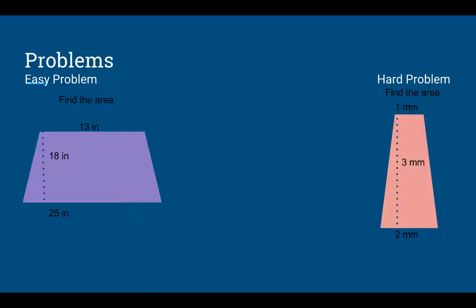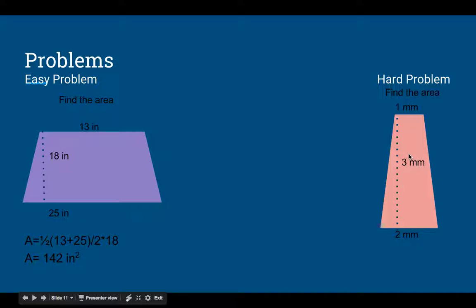So find the area of this. First we're going to do 1/2 times base 1, which is 25 inches, plus 13 inches, times the height, which is 18. When we put that all together, we're going to get this. And once we solve this, we're going to get area is equal to 142 inches squared.